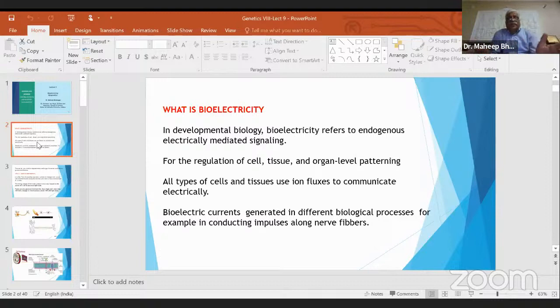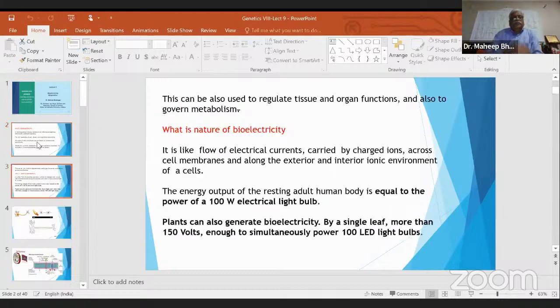All types of cells in the body, including the nervous system, although neuron cells are the best examples of bioelectricity, but all cells and tissues in our body help in the exchange of ions to communicate with each other. Bioelectricity is also used to regulate the various functions of different tissues and different organs.